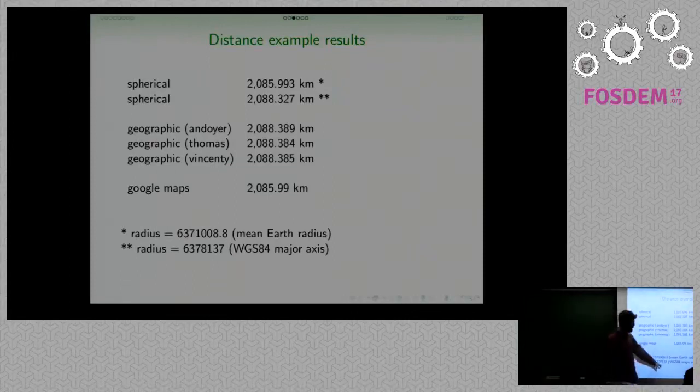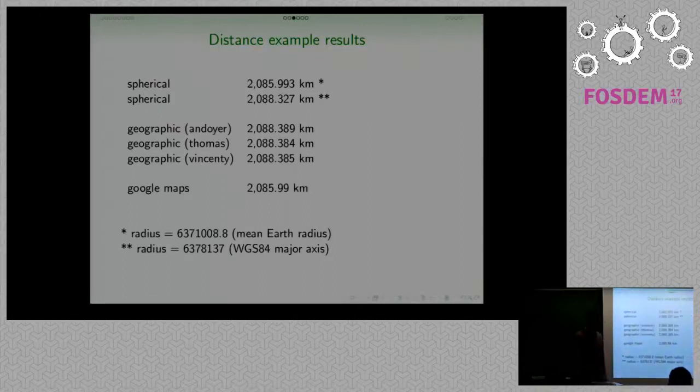You can also use the WGS 84 major axis of the ellipsoid, which is a bit larger radius, and you have a more accurate result. But I guess this happens only in this example. So this does not mean that if you use this radius, you have more accurate results. The only way to have more accurate results, if you want, is to use the geographic.